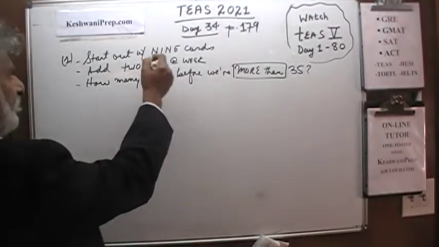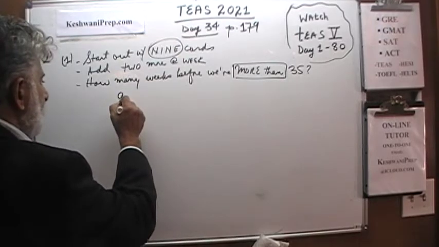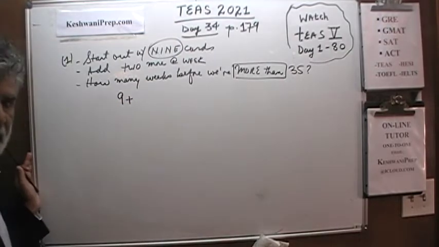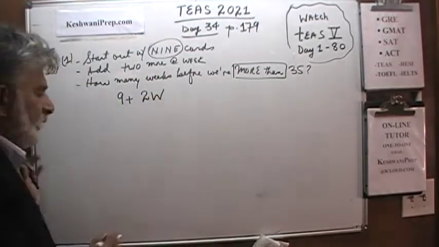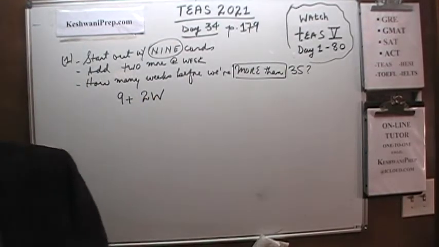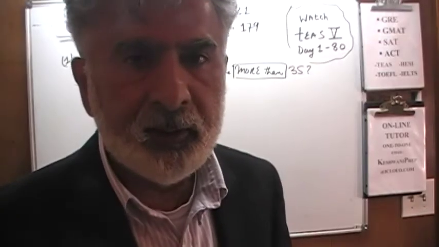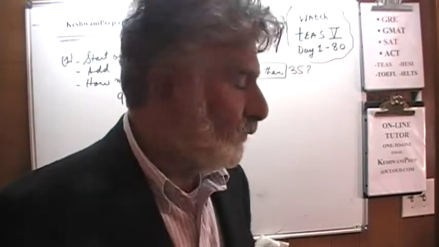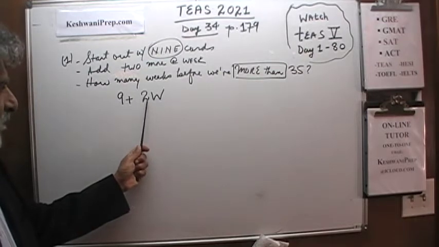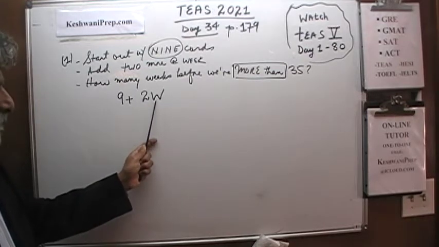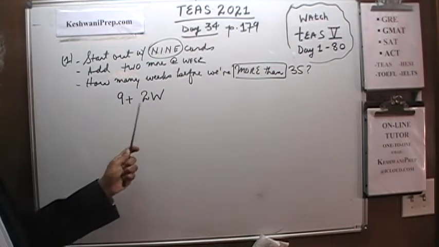So let's begin then. We're going to start out with 9 cards. That's our beginning. We have the 9 cards already. And then every week we add 2 cards to it. We're going to add 2 cards, 2 times W. W represents the number of weeks it's going to take before we end up having more than 35 cards. For example, at the end of first week, W equals 1. It's going to be 2 times 1. At the end of second week, it's 2 times 2 plus 9, and so on and so forth.